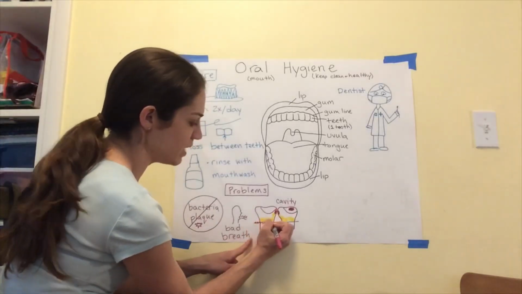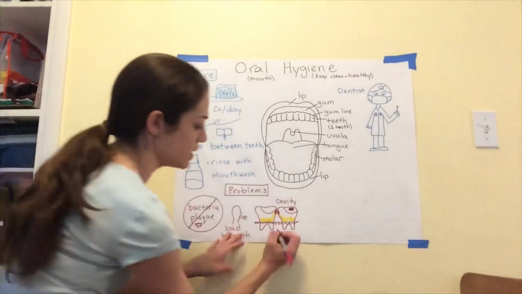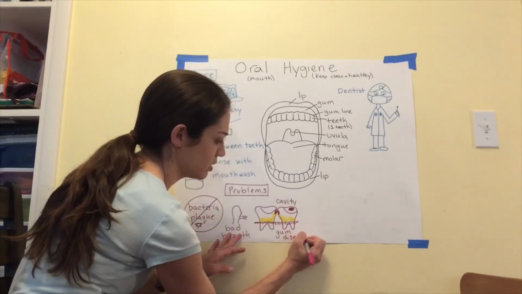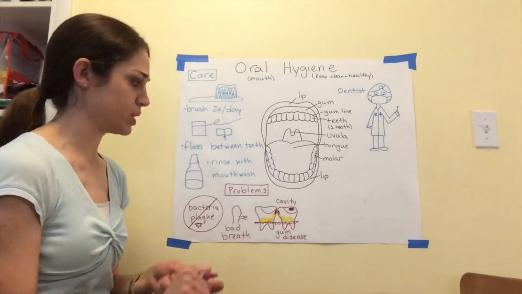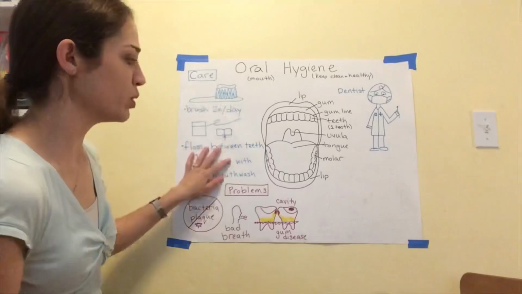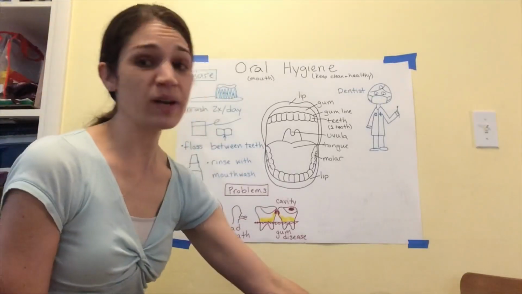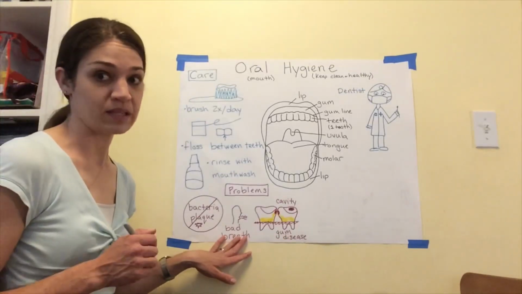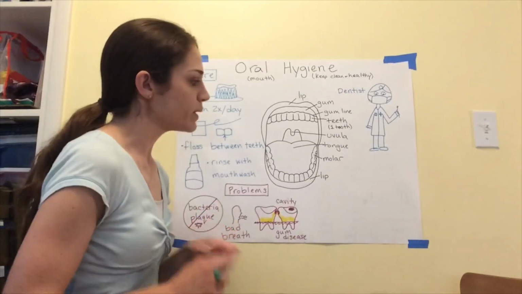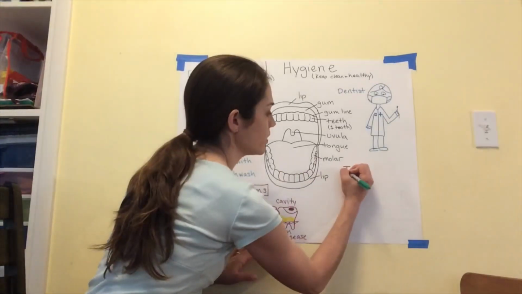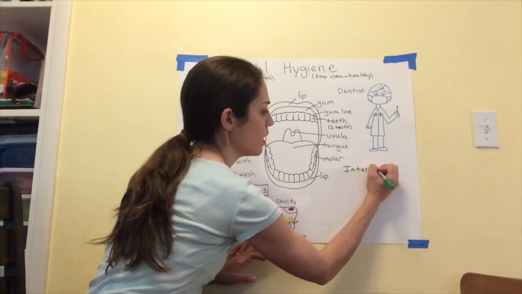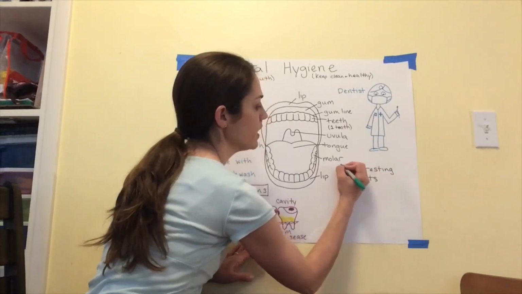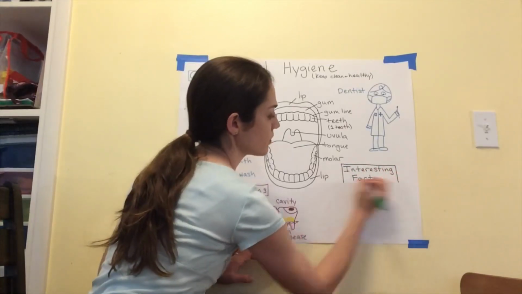Or it can hurt our gums, and we could have gum disease. Ooh, that sounds terrible. We do not want to have gum disease in our mouth. No, thank you. So it's very important that we take care of our teeth so that we don't have cavities or gum disease or bad breath. Now I'm going to tell you some interesting facts about teeth. Some things that you might like to know about teeth. Say that with me, interesting facts. Ready? Interesting facts.